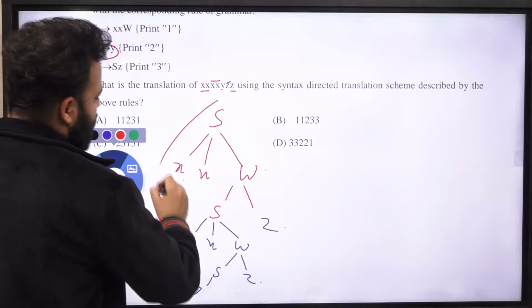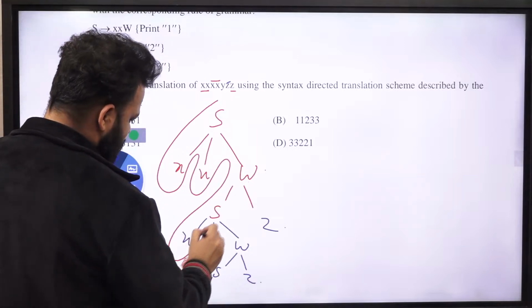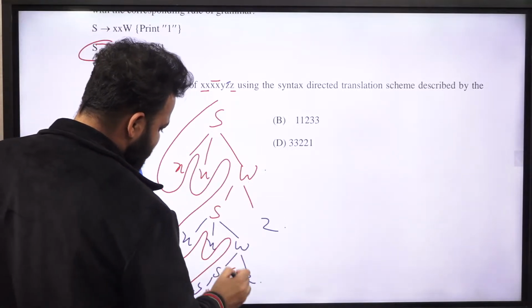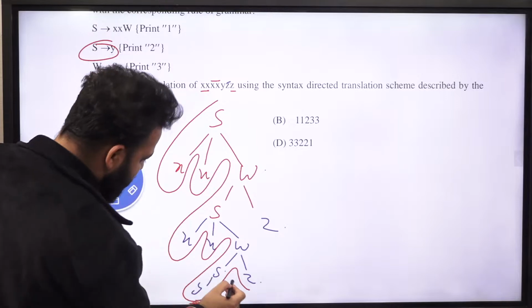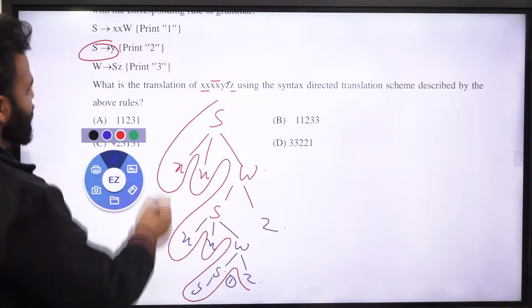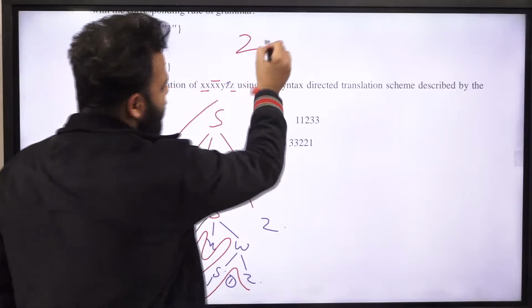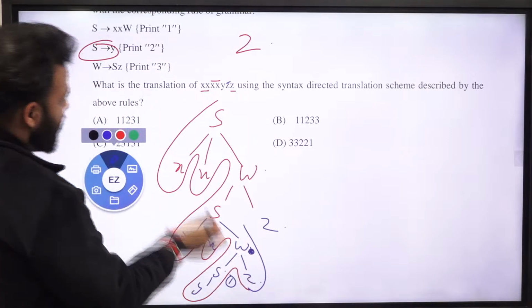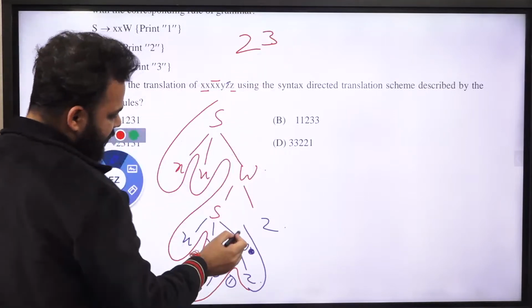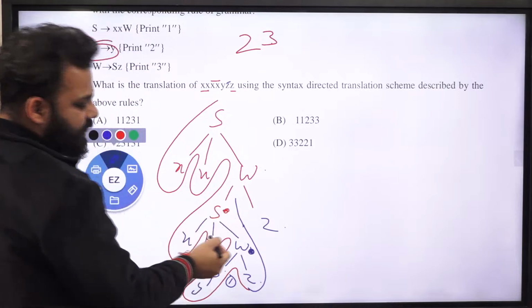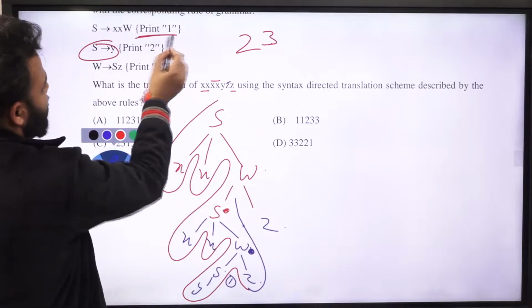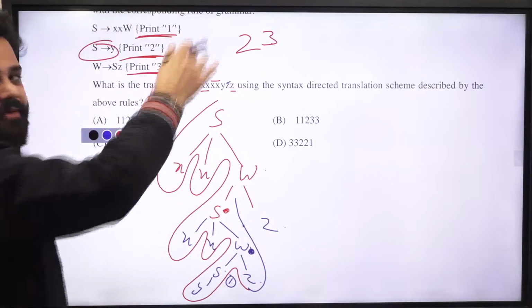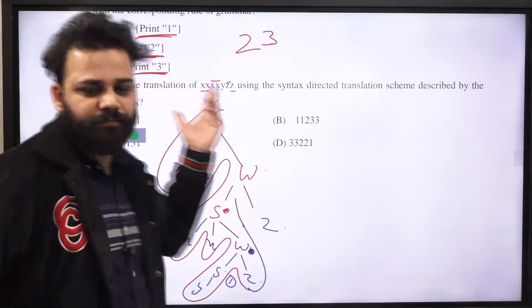So if I go and traverse it, first of all, here s goes to y is completed. So we will print 2. After that, here w goes to sz is completed, so we will print 3. Then here s is equal to x x w. All the SDT actions are at the end of your production.